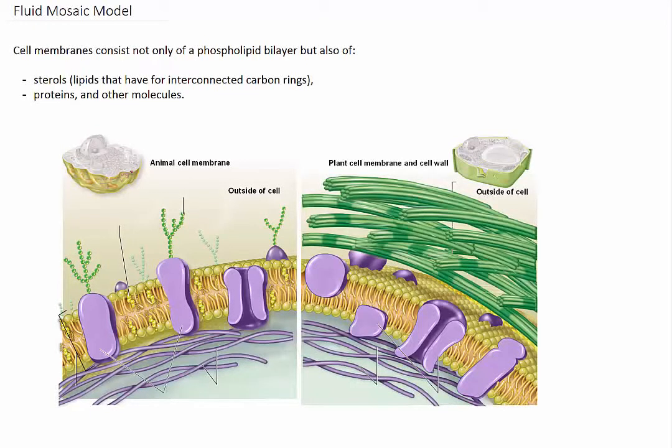Cell membranes consist not only of a phospholipid bilayer, but also of sterols, which are lipids that have 4 interconnected carbon rings, proteins, and other molecules. So cell membranes have a phospholipid bilayer as the base, but embedded in that you also have sterols, proteins, and other molecules. And as such, the cell membrane is often referred to as a fluid mosaic.